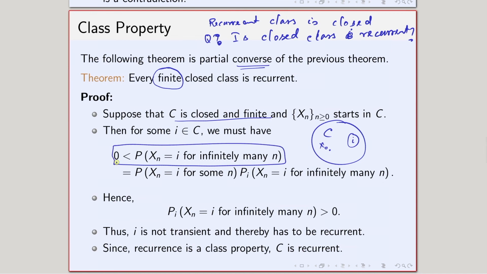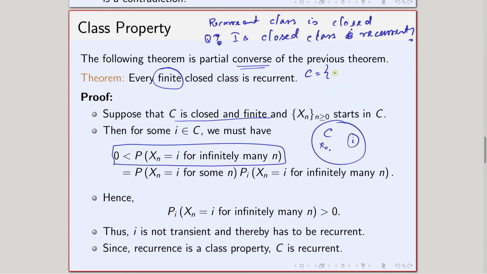Why is this true? What is this saying? It is saying that, starting from anywhere, I will visit the state i for infinitely many n. Why is this true? Let us think in this way. Suppose that the class C is finite.